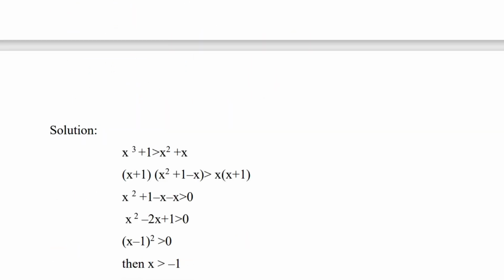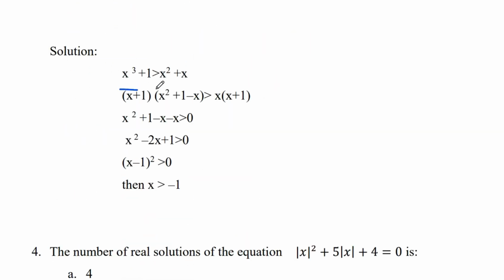We are given that x cube plus 1 is greater than x square plus x. This can be written as x plus 1 into x square plus 1 minus x, which is greater than x into x plus 1. Means we have x square plus 1 minus x is greater than 0. That means we have x square minus 2x plus 1 equals 0. This is nothing but x minus 1 whole square. When we solve this, we will have x is greater than minus 1. That is your final solution.